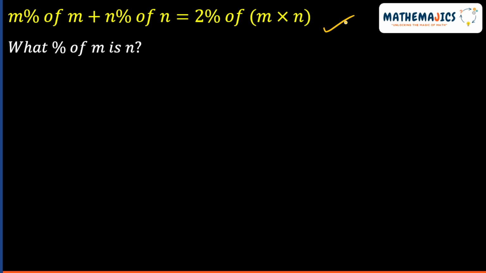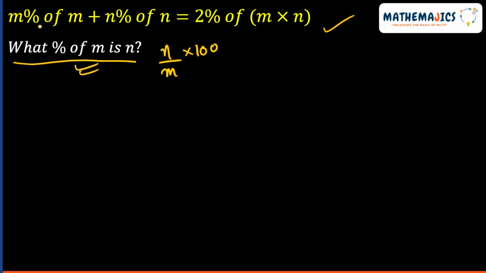This question is from percentages. Let's see how to solve this. Here we are given an equation and we need to find what percentage of m is n. That means we need to find out n upon m times 100. We need to find this to answer this question, correct?